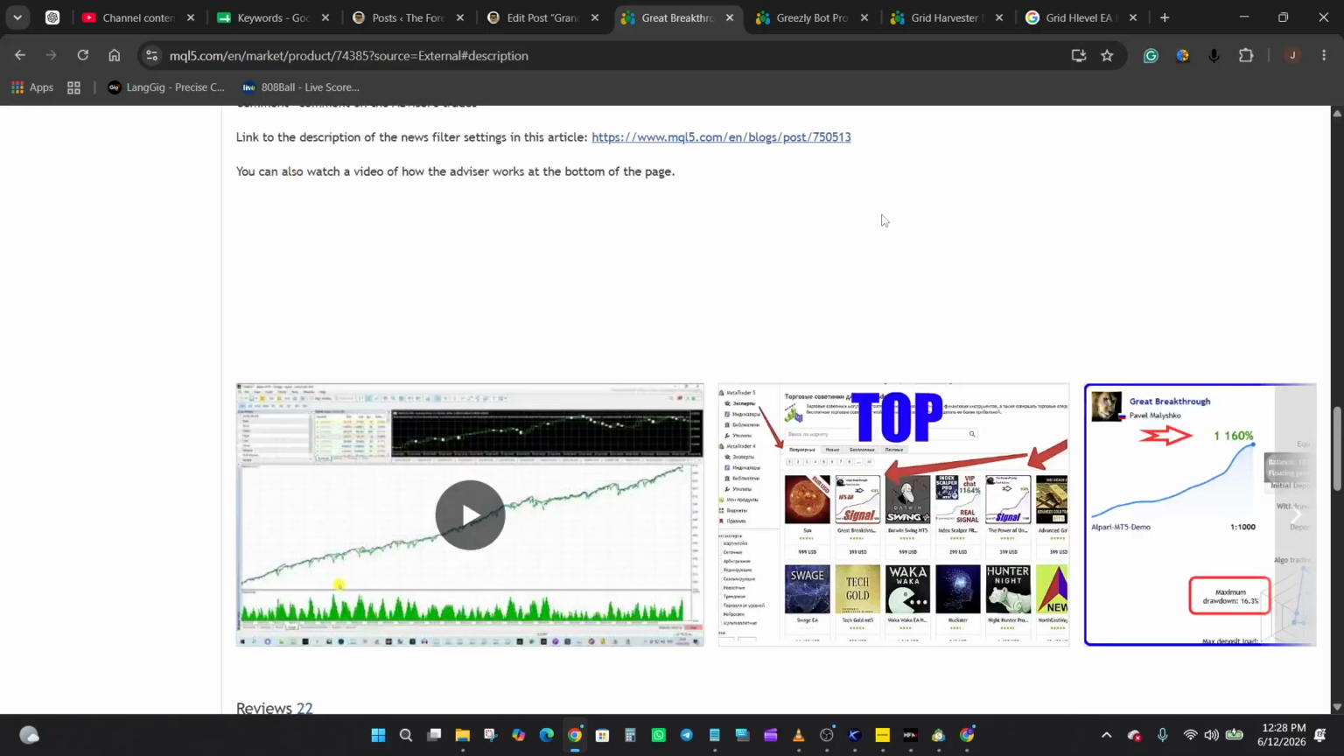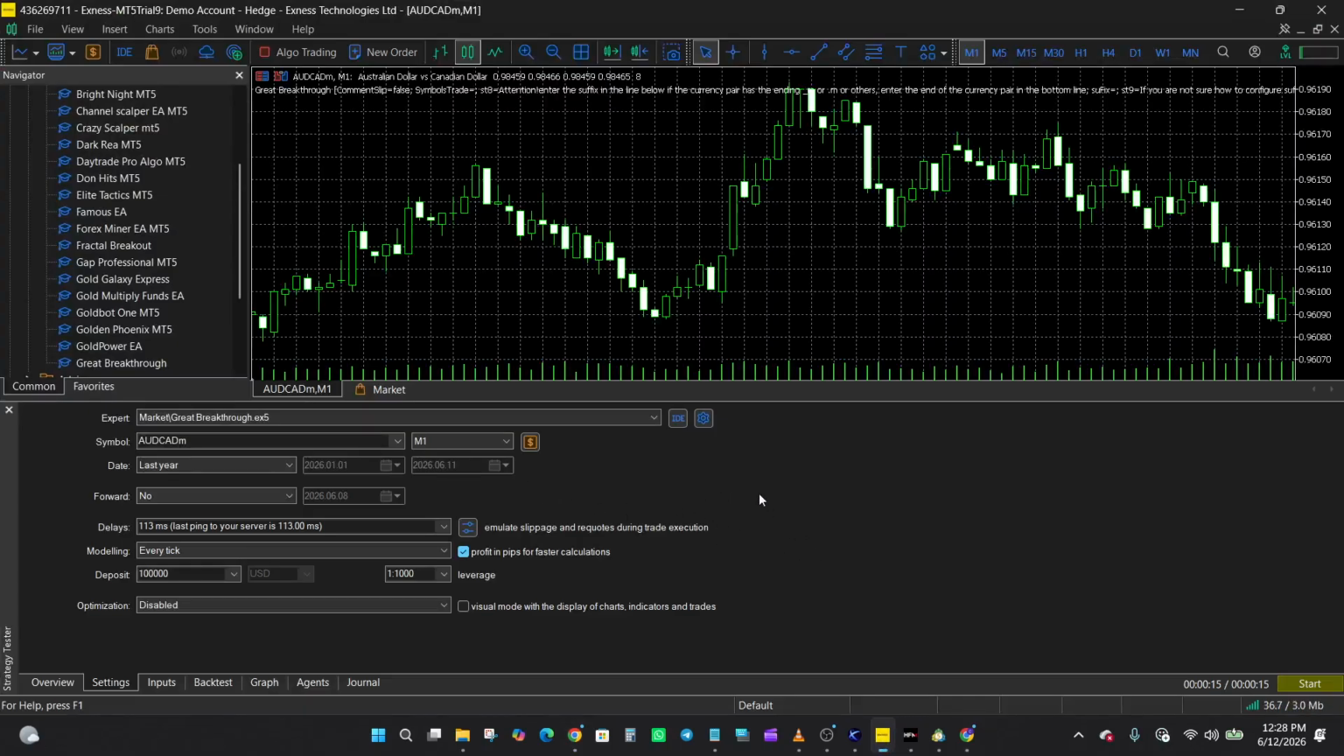Let's head over to our strategy tester right away. Let's see how this EA performed in 2026 using recent market data. So we're testing the Great Breakthrough EA on AUD CAD on the M1 time frame as recommended, and we are testing from the beginning of 2026 till date, and we are using the last ping to the server for the delays. As for the modeling, we are using every tick.